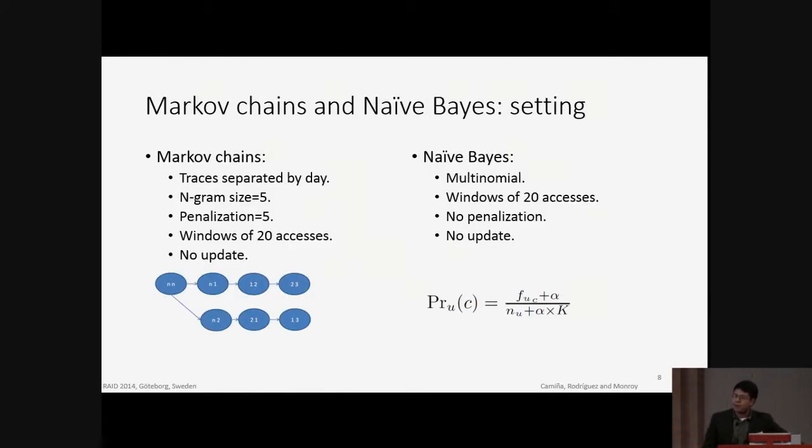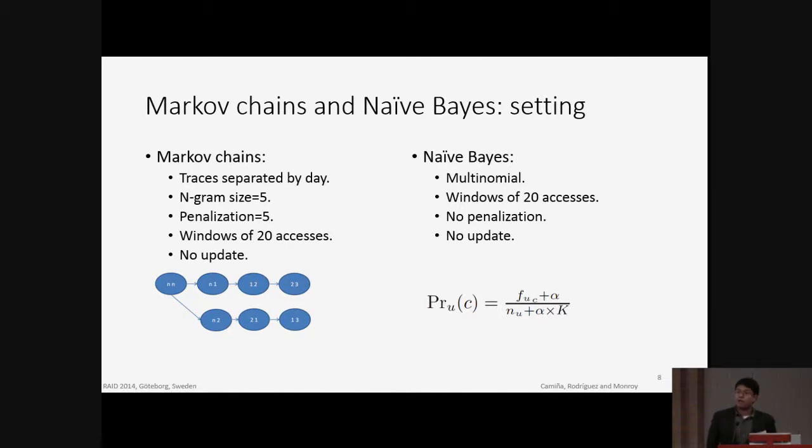The details are in the paper, but for the Markov chains, we're separating traces by day. Because it needs to take into account these temporal dependencies, we're using a day separation for each trace. We take an n-gram size of 5. That is, it retains a certain memory of what object or task it passes.